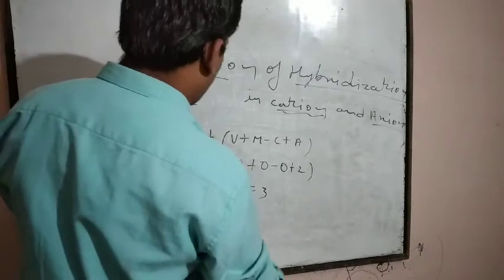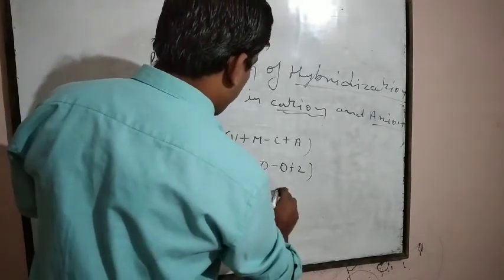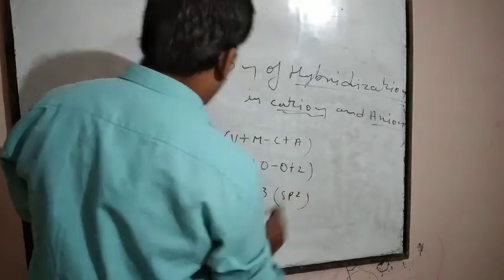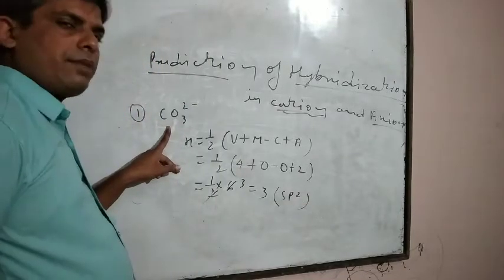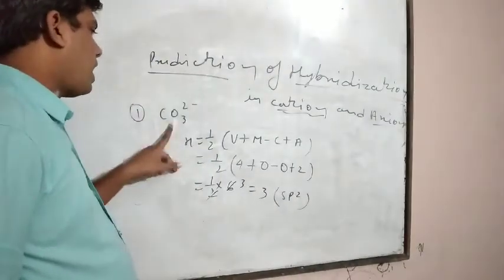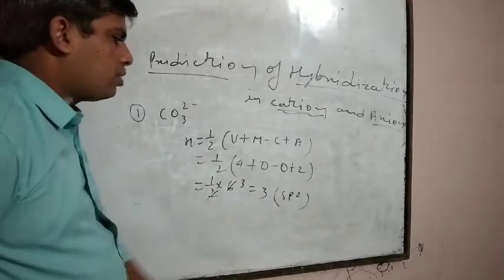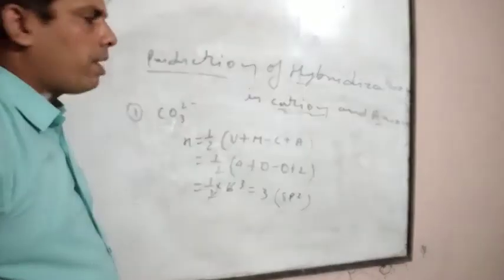And in this way, each carbon shows 3 hybrid orbitals, which form sp2 hybridization. Each carbon shows sp2 type of hybridization. In carbonate, CO3 2 minus, each carbon shows sp2 type of hybridization.